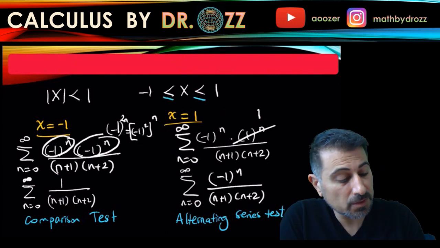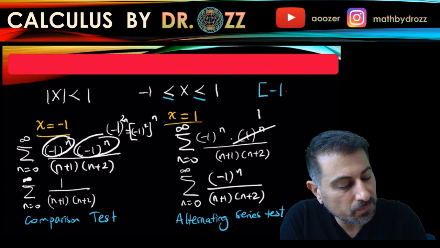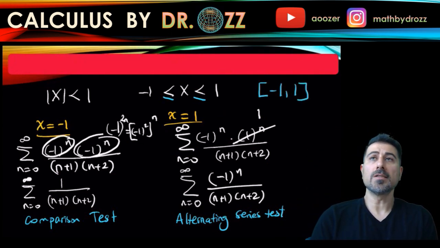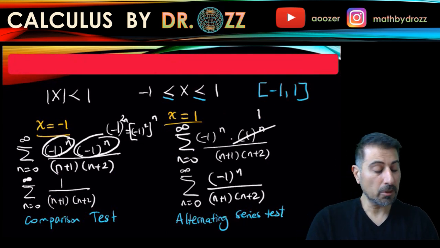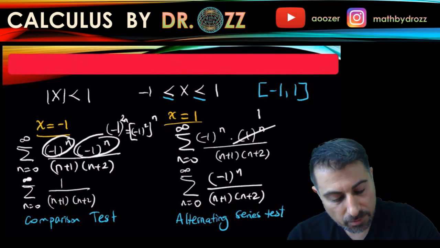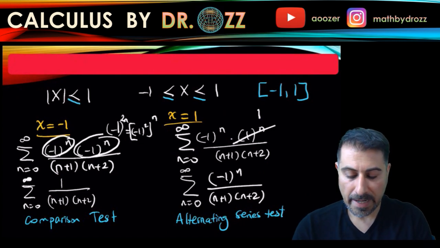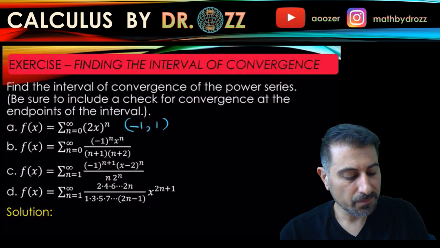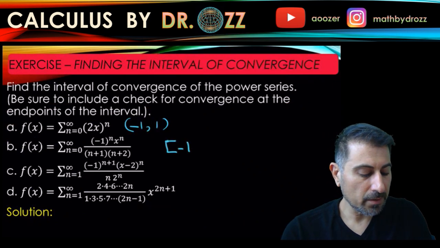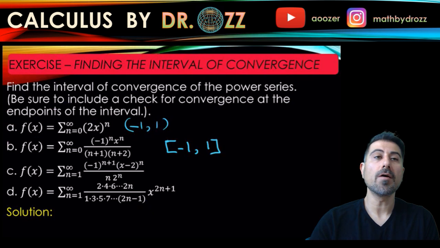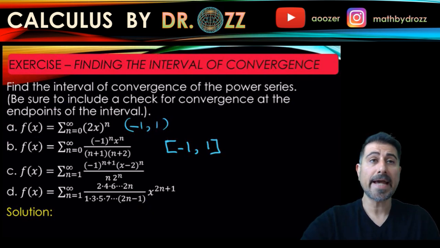So the actual interval of convergence, by checking the series at the endpoints, is going to be the closed interval -1 to 1. So I can also add the equality sign here. For this problem, I can go back and say that the interval of convergence is the closed interval from -1 to 1. All right. For part C, please watch the next video.